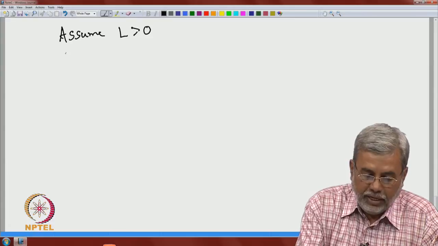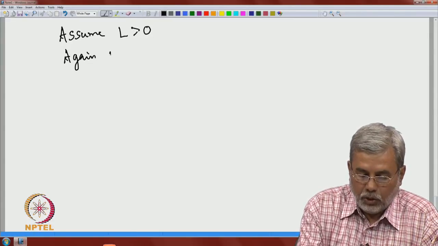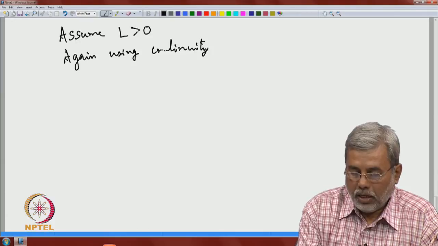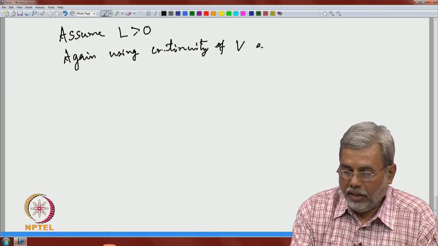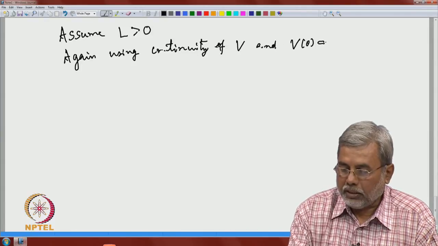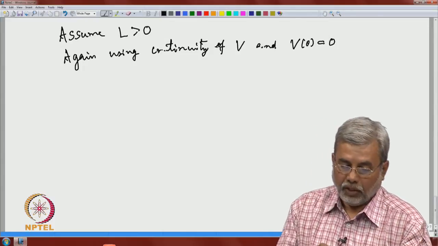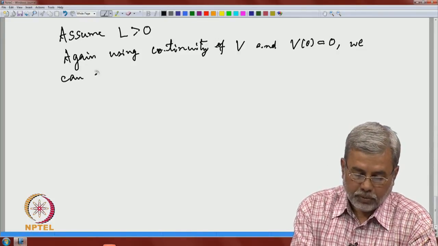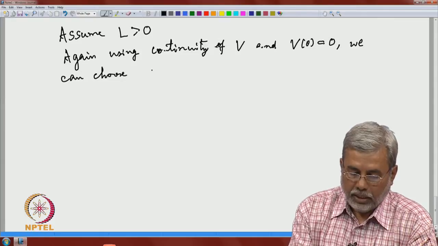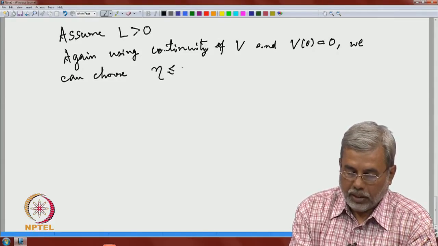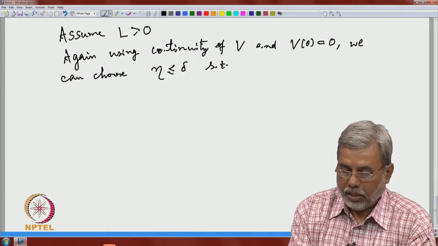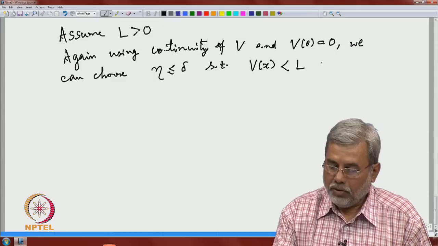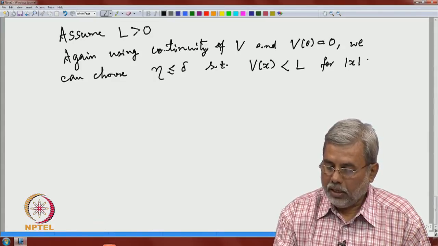So, again using continuity, of V and v 0 equal to 0. These are simple arguments, you should check them using your knowledge of calculus. We can choose eta less than or equal to delta such that v of x will be strictly less than L for mod x less than or equal to delta.